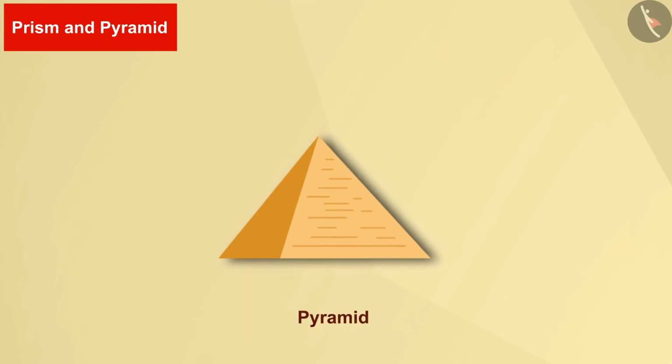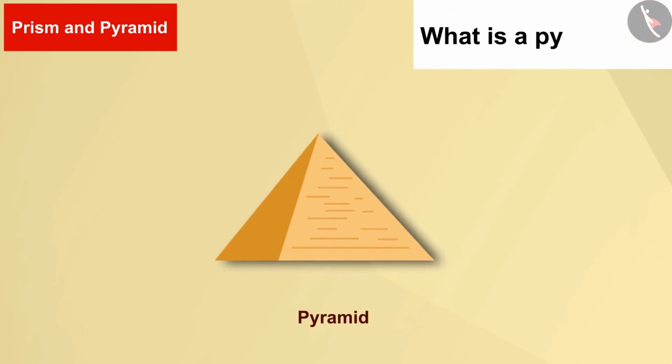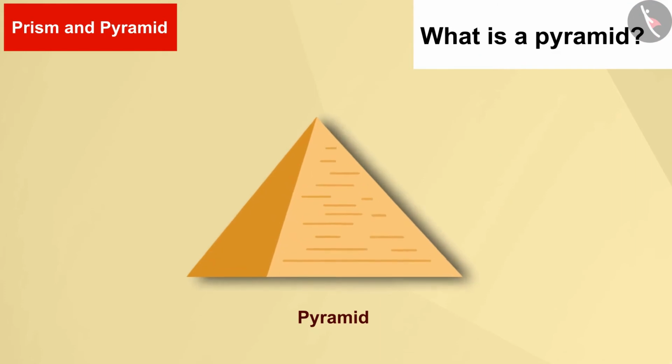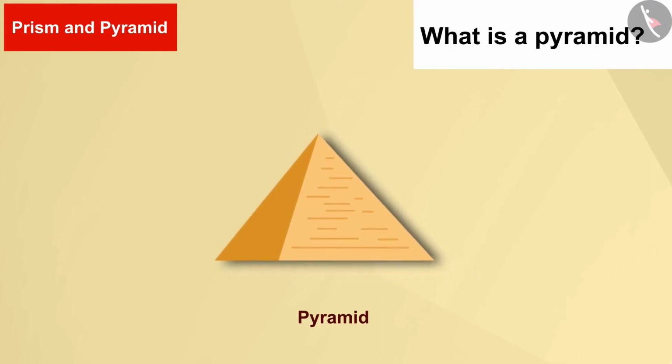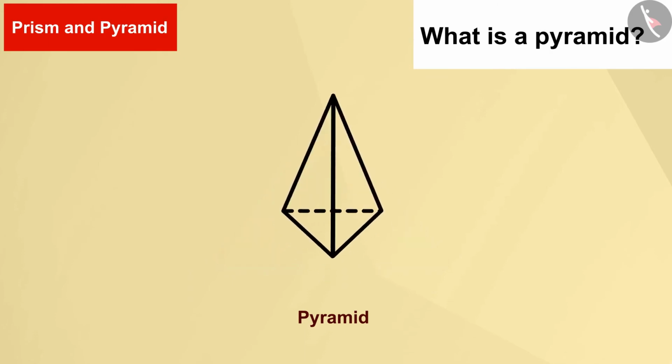Now let's talk about the pyramid. What is a pyramid? On hearing the pyramid, one would probably remember the Pyramid of Egypt. But this is not the only type of pyramid. The Egyptian pyramids look something like this.